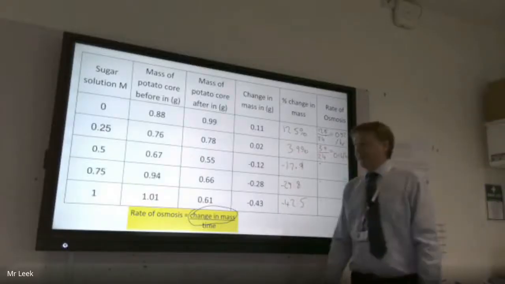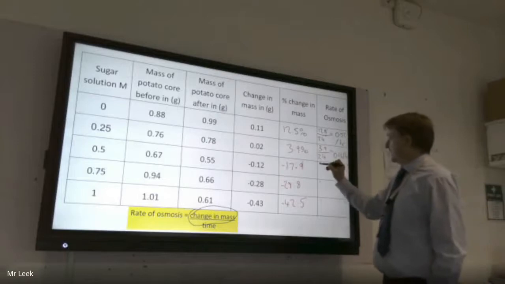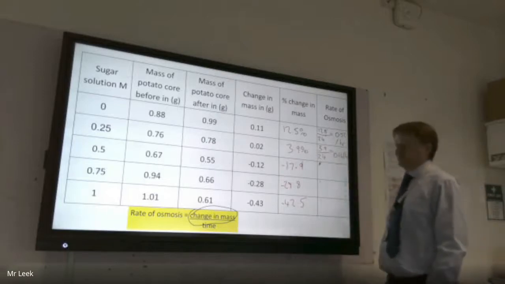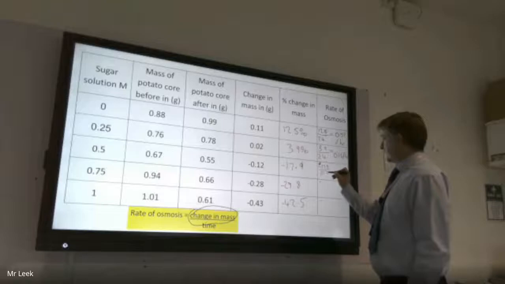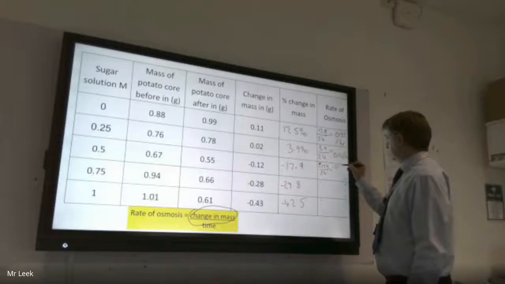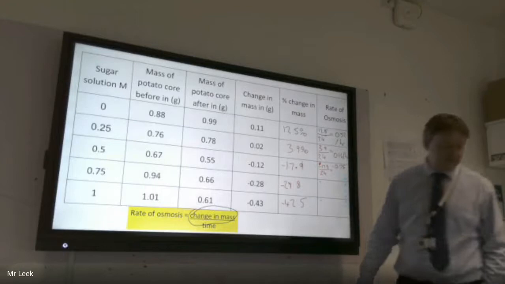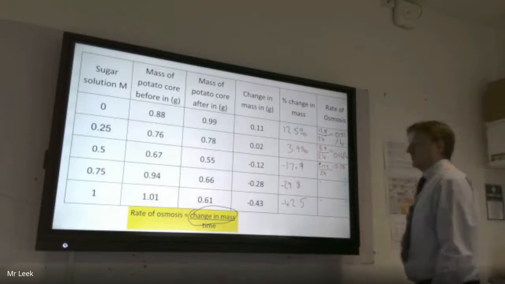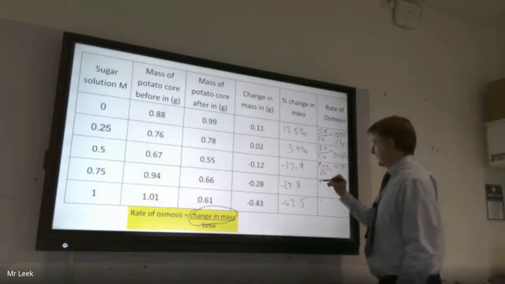Okay, right, Mohammed, in this box here, what am I going to write? Okay, so you do minus 17.9 divided by 24 hours, which gave me minus 0.745. Okay, we'll just do it as minus 0.75. Okay, brilliant. Nimra, this one here, please.